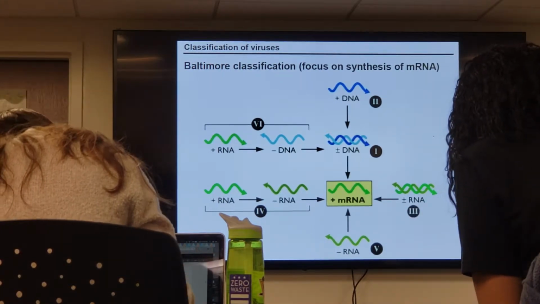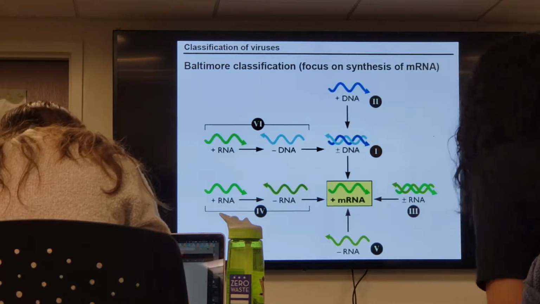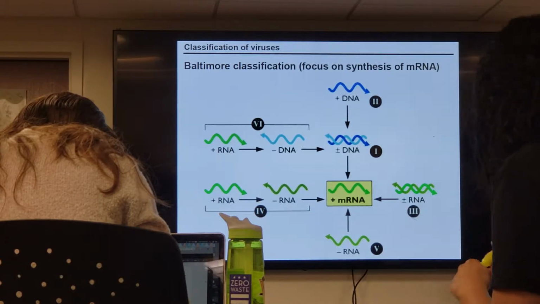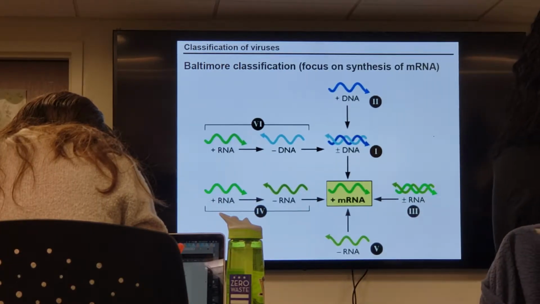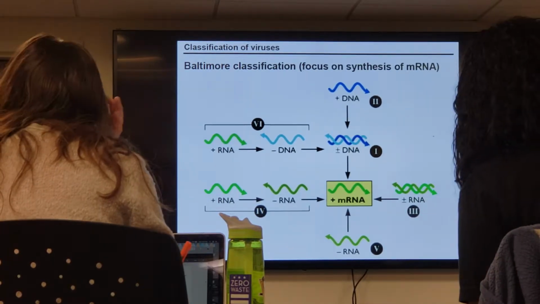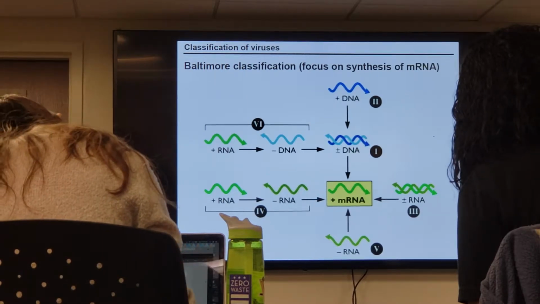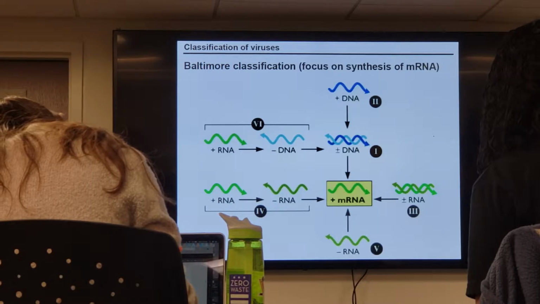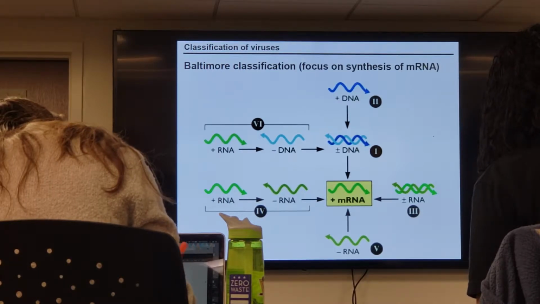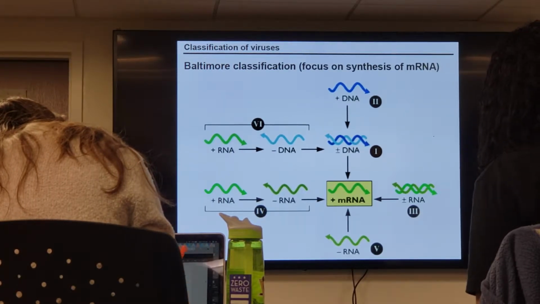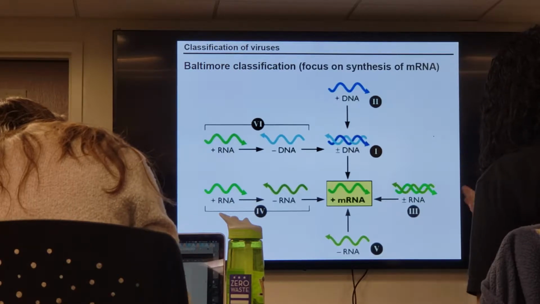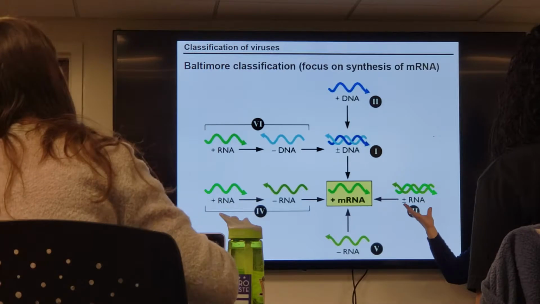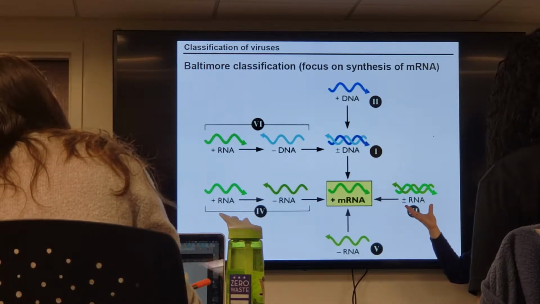Class 3 are double-stranded RNA viruses. So that's these guys. Our double-stranded RNA viruses have both positive sense RNA and negative sense RNA, right? They have a strand that looks exactly like the mRNA, and then they have the complement of that strand. But we don't really care about that complement strand. We've got the positive sense strand in here, in this double-stranded RNA.